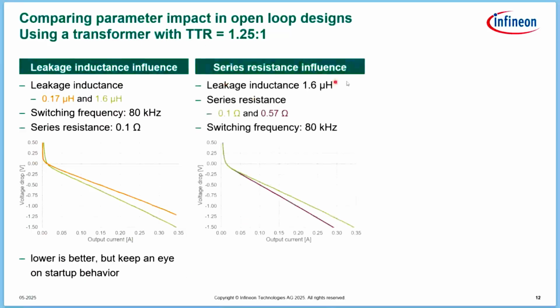Then, of course, I mentioned everything which causes losses, like series resistance, and this includes winding plus external resistors in our circuitry. It could have an impact on the voltage drop. Here we compared 0.1 ohm and 0.57 ohm. There we have an external resistor in parallel to one, and we see very clearly there is a higher voltage drop at a similar output current when we use this one. So here, the important message again: lower is better. If you can reduce the loop resistance in your circuit design, you will get a better performance over voltage spread.